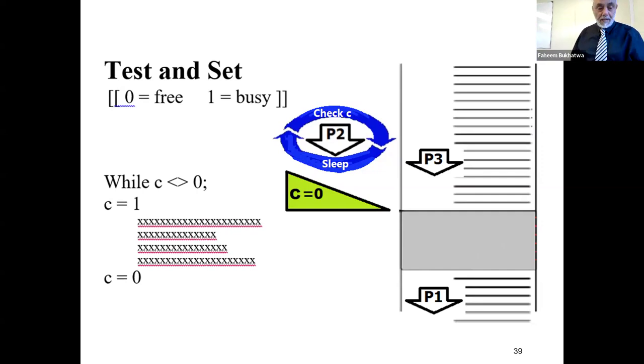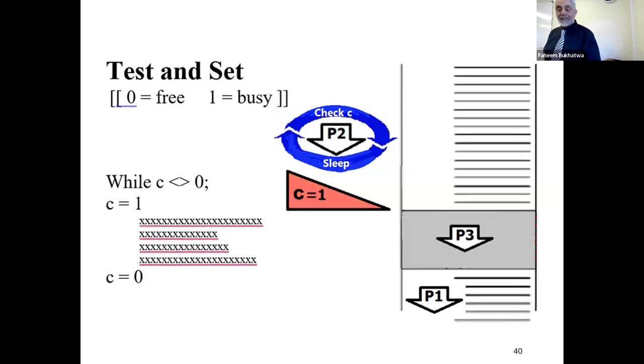Process 1 left, and when you leave, you turn the light. That means you go back to 0. That means the critical section is now free. Process number 2 should be going in, but it's still asleep for a brief period of time. Process number 3 just arrived. It does a check and finds the critical section is free. So it goes in and turns it to busy. So process number 2 just missed its turn.